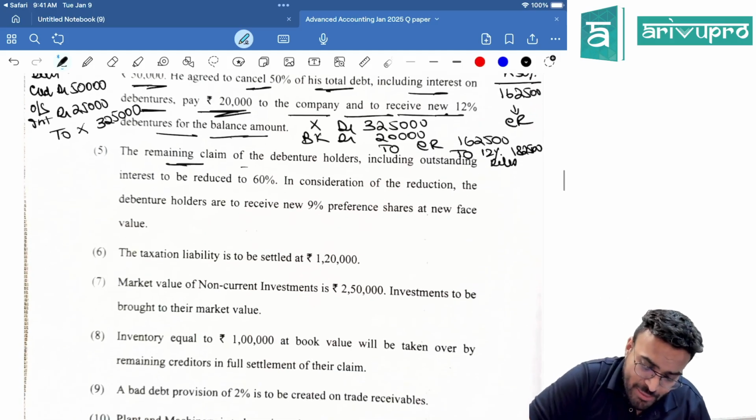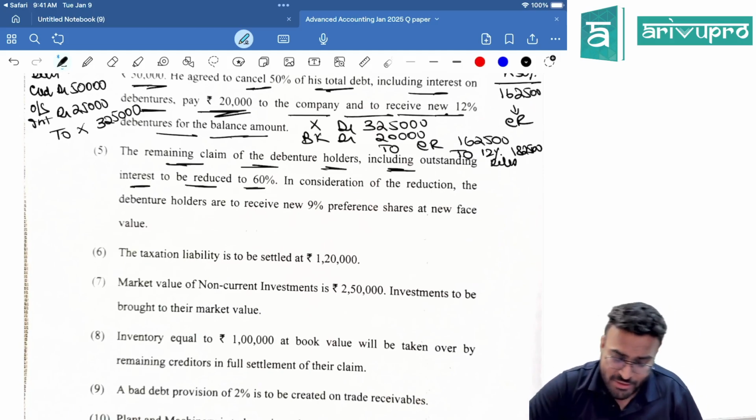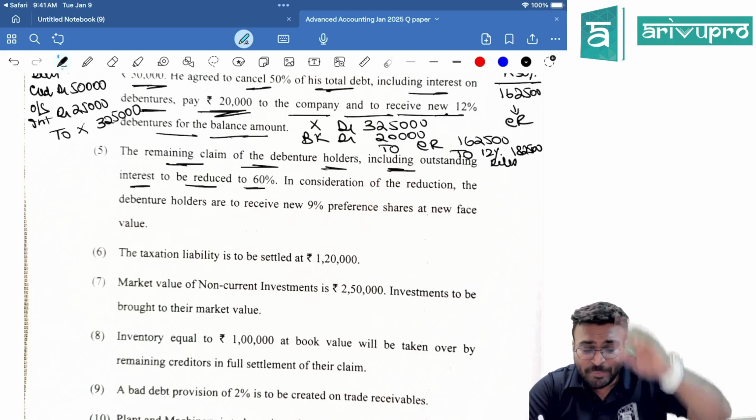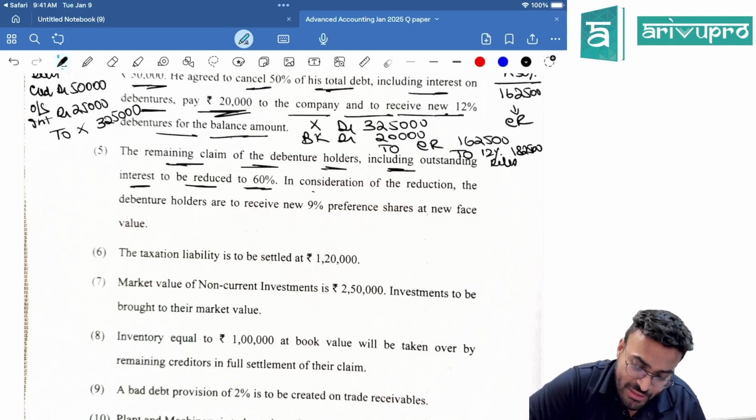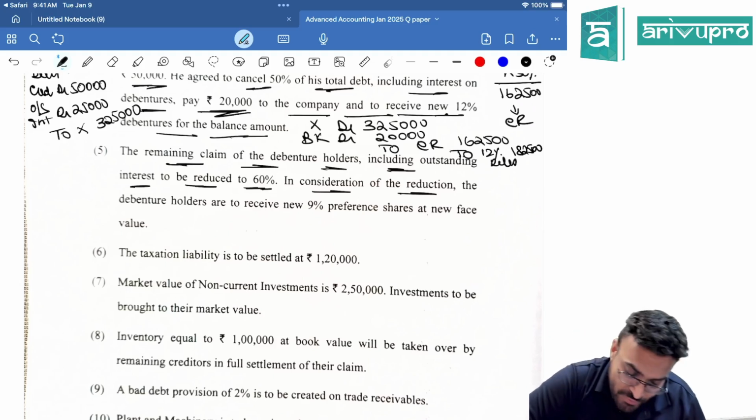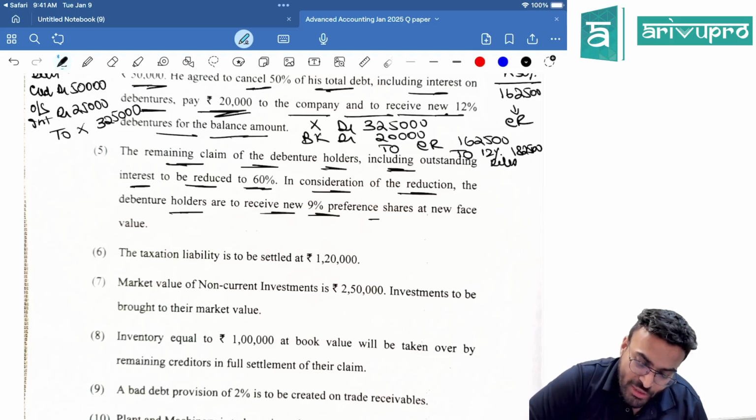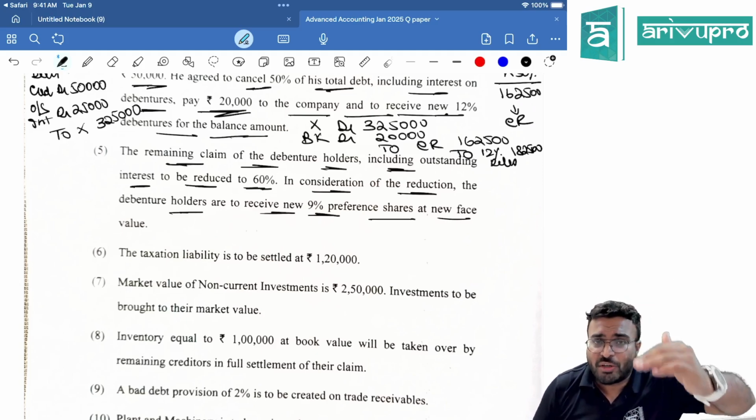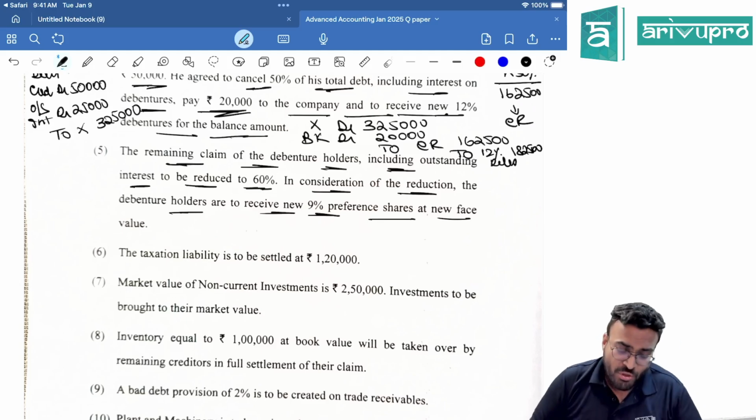The remaining claim of the debenture holders, including outstanding interest, is to be reduced to 60%. X is gone. Other people are still there. Reduced to 60% in consideration of the reduction. Because they agreed to reduce, the debenture holders are to receive new 9% preference shares at face value. Reduced to 60% means 40% is going to be removed. So now what are you going to do?